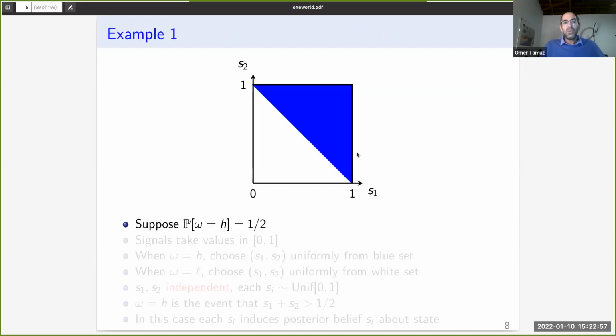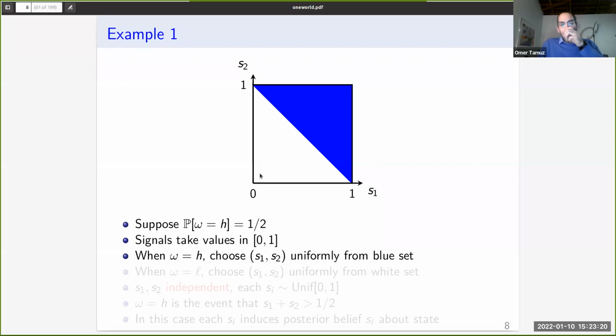Okay, so let's look at some examples of private information structures. Let's imagine that the probability that the state is high is 1/2. In this example, the signals take values in 0, 1. The x-axis here will be the signal of player one, and the y-axis is the signal of player two. I'm going to assume that the prior distribution on each of these private signals is uniform. These signals are going to be independent, so the joint distribution on S1 and S2 is just the uniform distribution on this square.